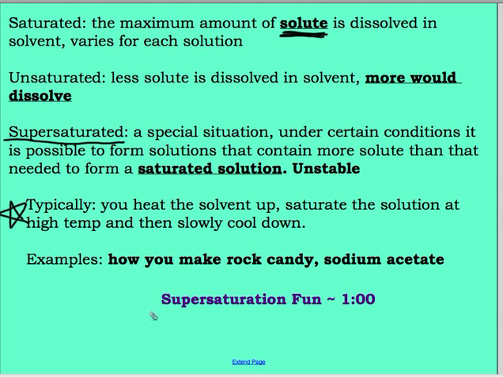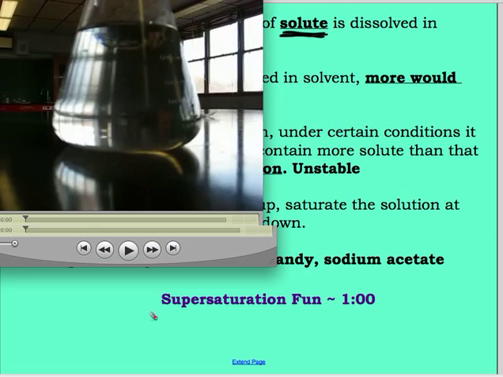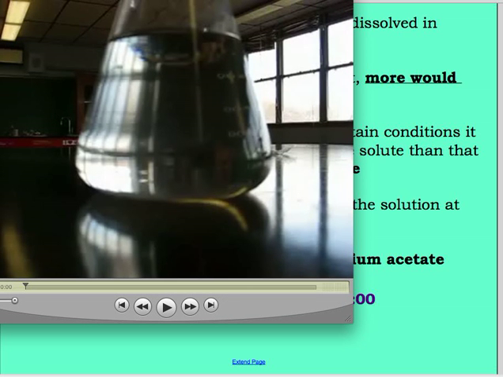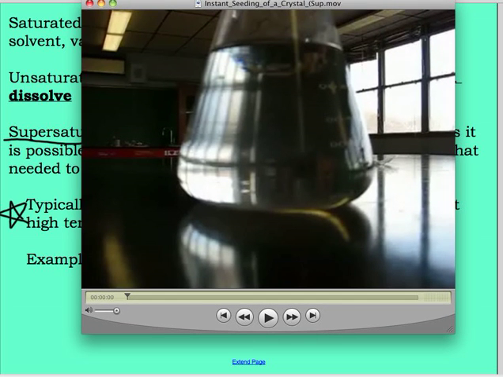There's a video that I'll show you of supersaturation. I think we saw before, they talk about the little puff ball, where they show you what it looks like. What you'll notice is in this one they have to seed the crystal. So this is supersaturated, and then they let it go and it actually crystallizes.